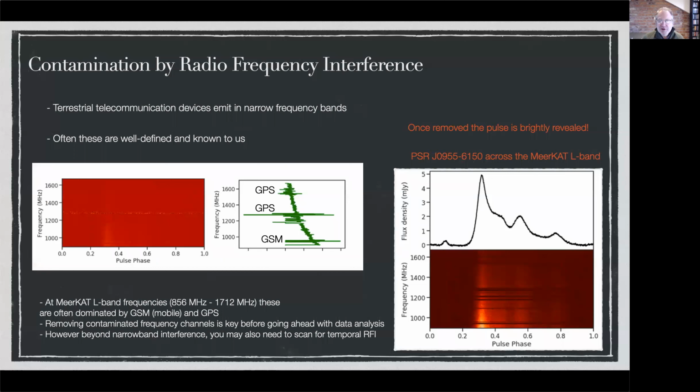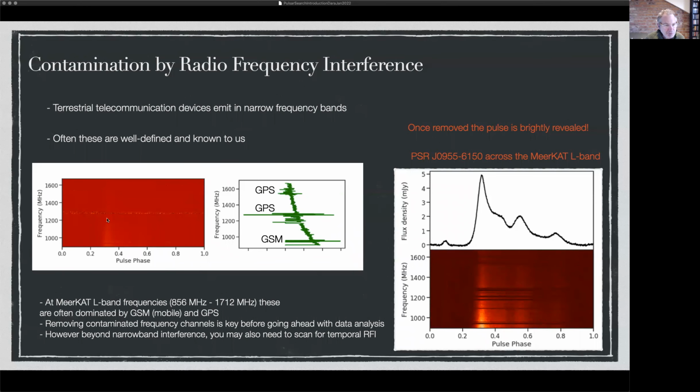So what about this radio frequency interference? Where does that come from? Well, interference can come from terrestrial communication devices. They emit in narrow frequency bands, like what you can see here, some examples from the MeerKAT telescope, for example. You can see a plot here.